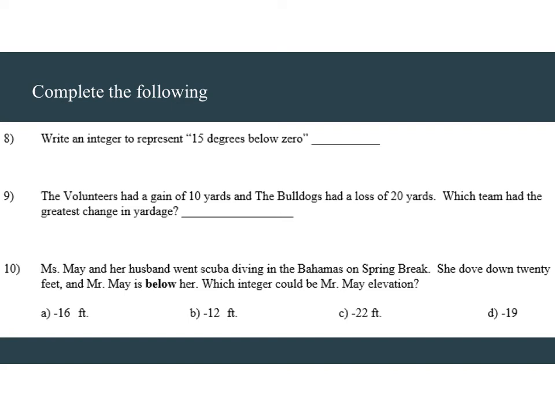All right, the next one, it's asking us to represent 15 degrees below 0 as an integer. So integers, remember, can be negative or positive. So if we're saying below 0, it is going to be negative 15 would be how we would write that integer.